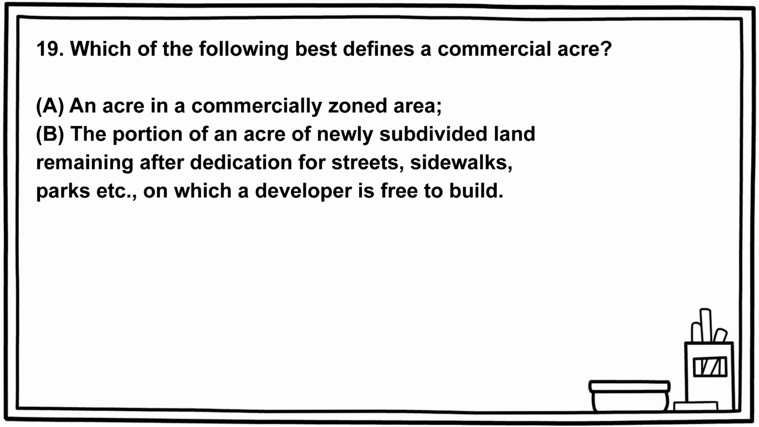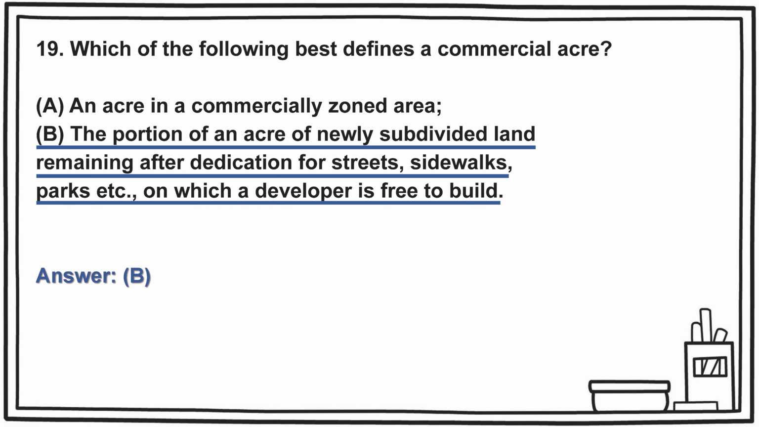19. Which of the following best defines a commercial acre? A. An acre in a commercially zoned area. B. The portion of an acre of newly subdivided land remaining after dedication for streets, sidewalks, parks, etc., on which a developer is free to build. Answer B.